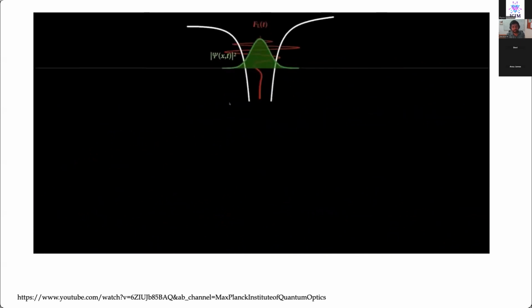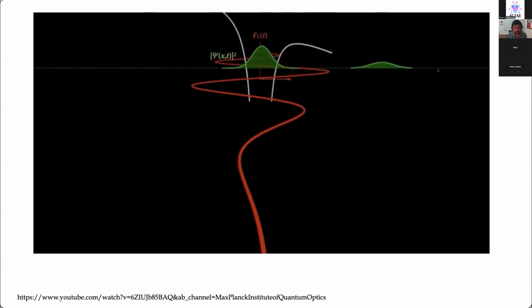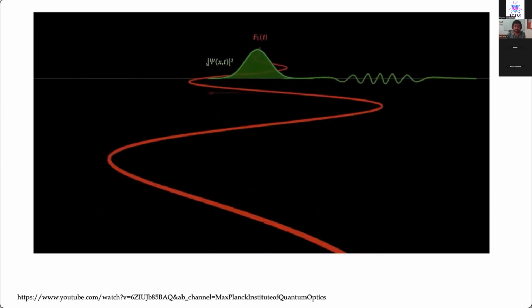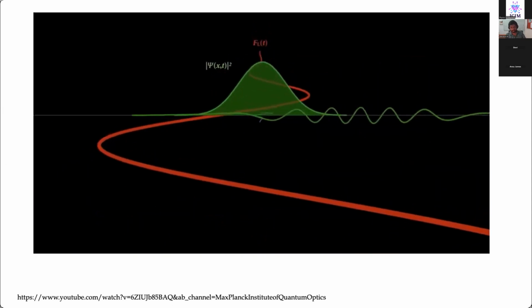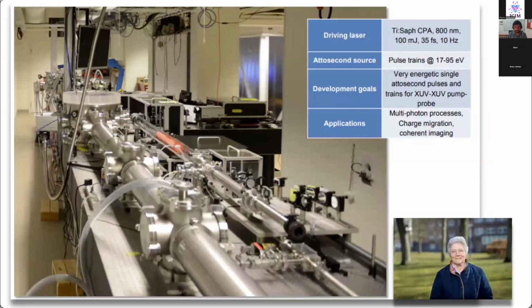It's called interference because it's a wave function. A part of the wave function is already there, and another part goes out. The part of the wave function that goes out comes back and interferes with the original wave function sitting there, producing harmonics. And this is what gives your isolated attosecond pulses. Now, what can you do with this?